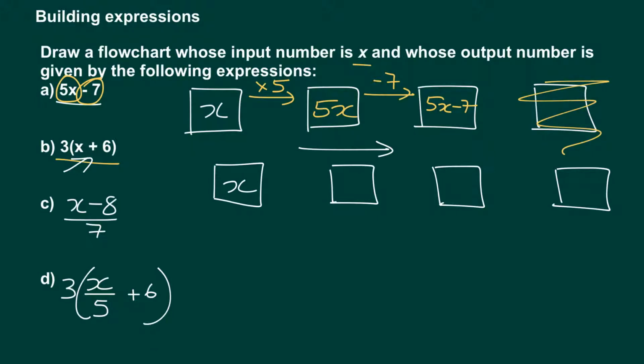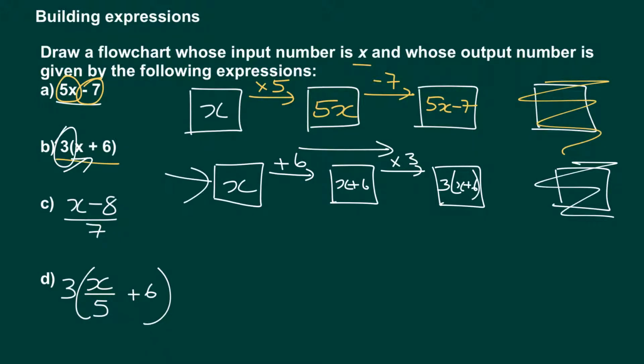So inside the bracket we have plus 6. So we have x plus 6, which gives us x plus 6. And then we take the entire bracket and we multiply it by the number 3. So we are basically just doing times 3. That gives us 3 bracket x plus 6. There you go. Again, we didn't need that last box there. So that right there, guys, is the flowchart that describes 3 bracket x plus 6.